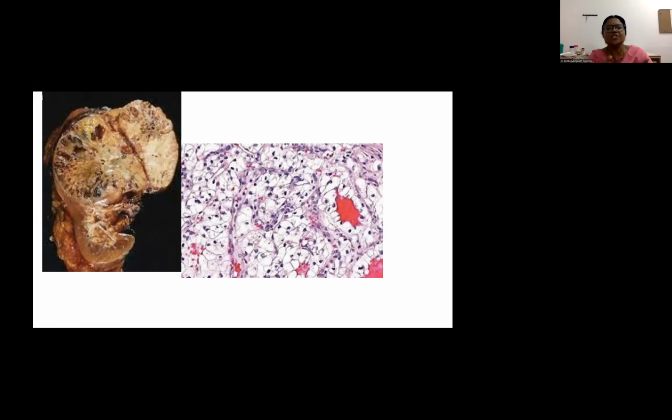And I'm sure, being undergraduates, each one of us would have seen a similar gross, wherein when the pathology teachers ask us to describe, we would start describing it as a renal tumor with a variegated appearance and so on. And this is the microscopy which depicts the tumor as having abundant clear cytoplasm. So this is how the conventional clear cell renal cell carcinoma of the kidney looks.